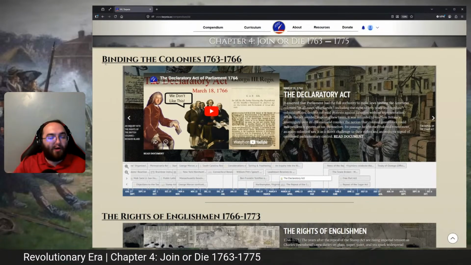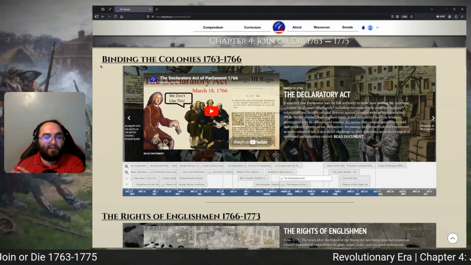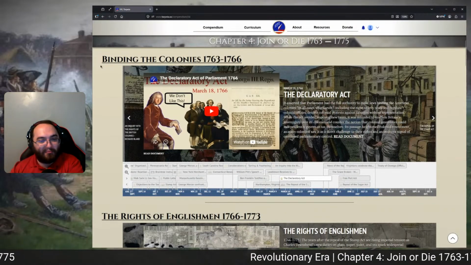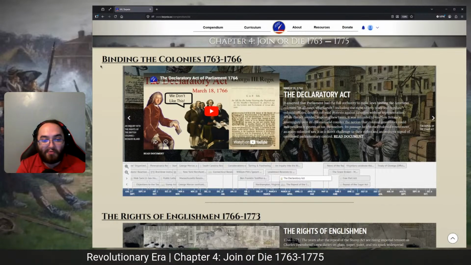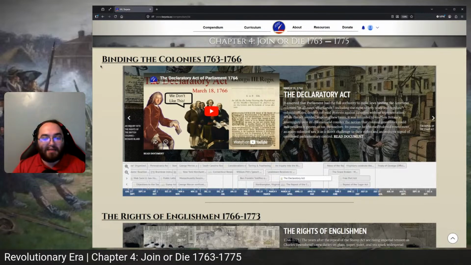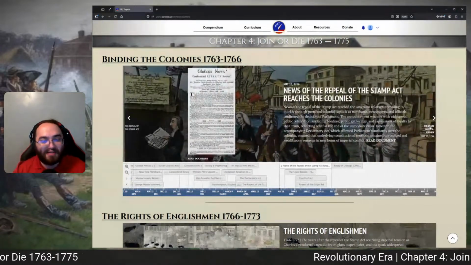So binding the colonies as a name for the section is a play on what Parliament believes that they have the power to do, but also with what the colonies are doing, which is binding together. So I thought choosing that name was smart.